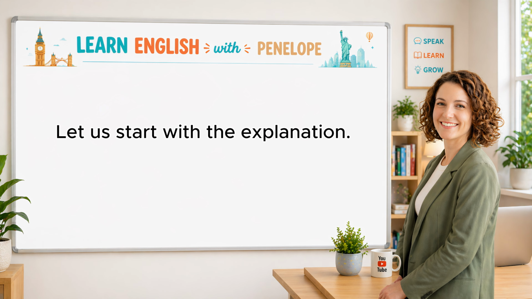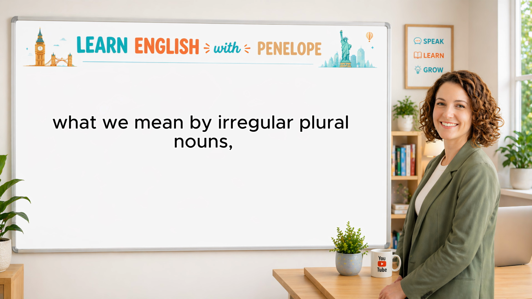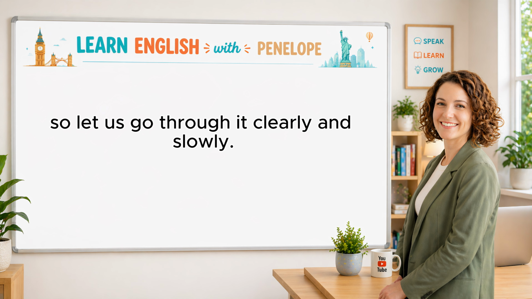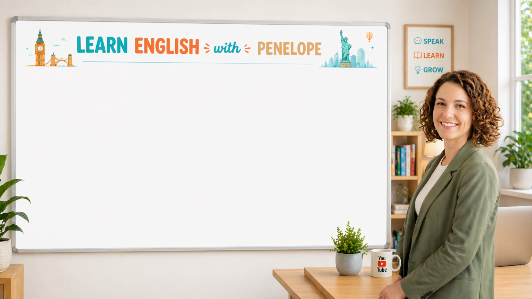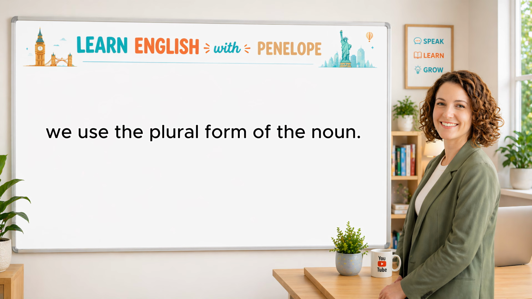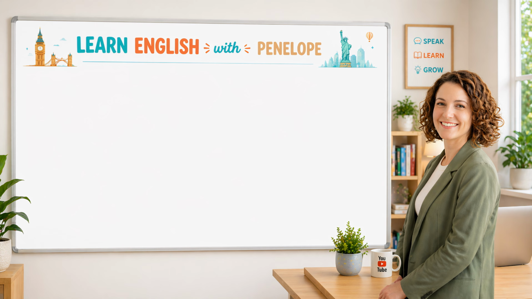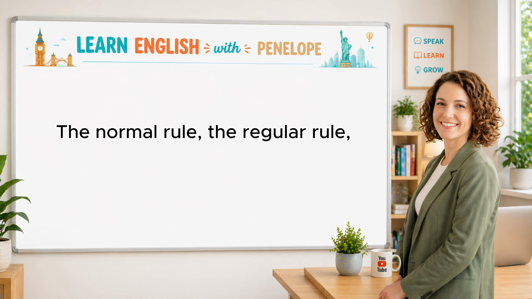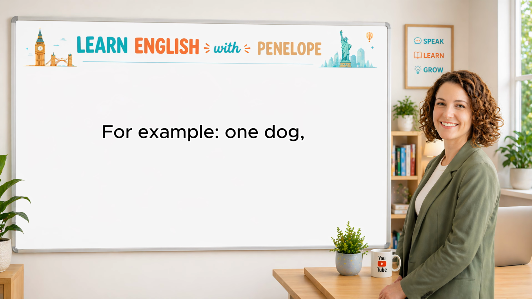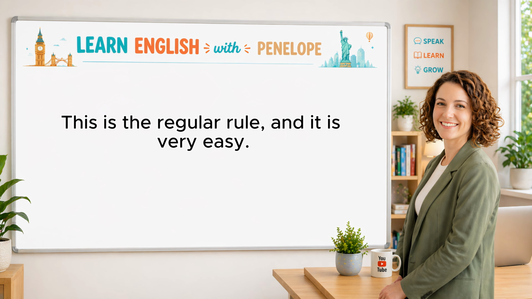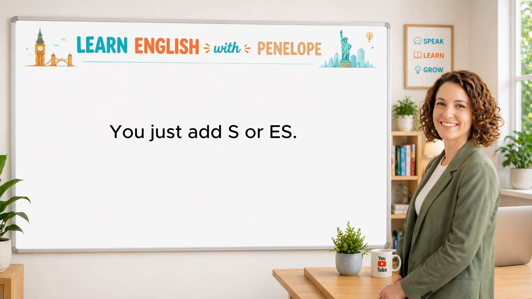Let us start with the explanation. I want you to understand exactly what we mean by irregular plural nouns, so let us go through it clearly and slowly. In English grammar, a noun is a word for a thing. When we talk about more than one thing, we use the plural form of the noun. The normal rule, the regular rule, is to add S or ES to the end of the word. For example, one dog, two dogs, one chair, two chairs, one bus, two buses. This is the regular rule, and it is very easy. You just add S or ES.